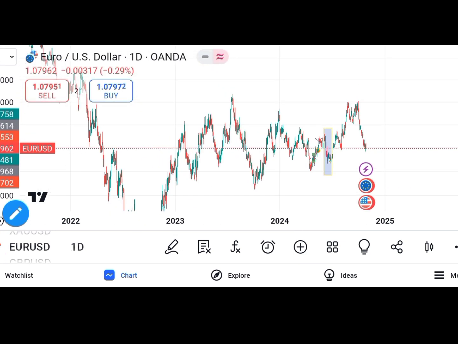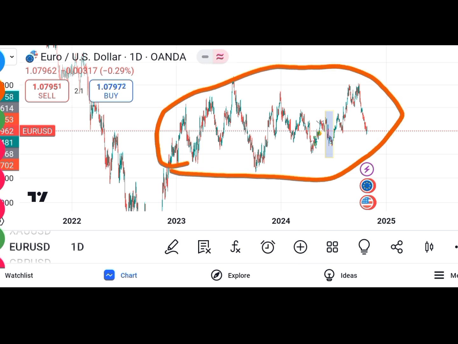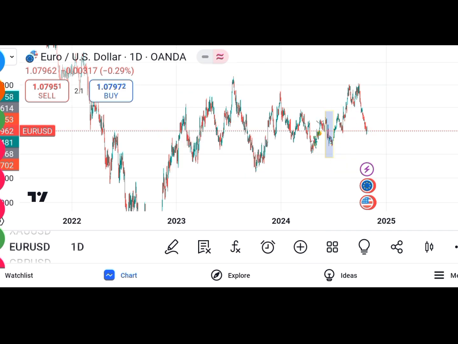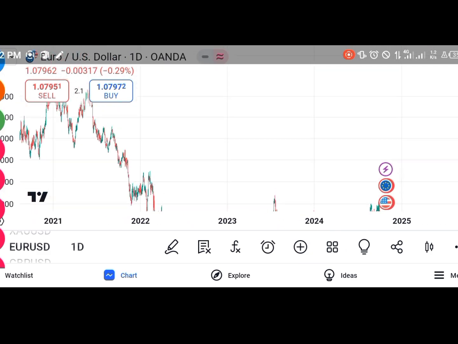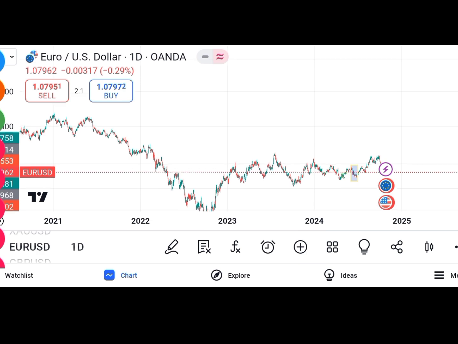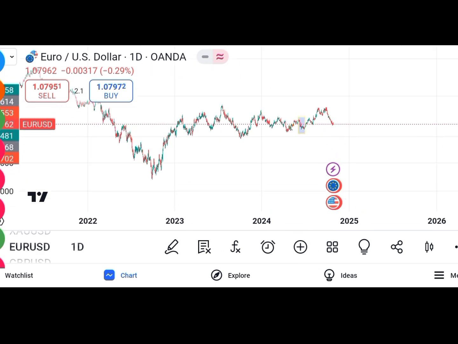So this is an example. Look at this particular market. What will you call it, a trending market or a ranging market? This market is strictly ranging because it has no direction. It's neither going up nor coming down. Basically the market was coming from a downtrend, as you can see here, and apparently it started ranging.